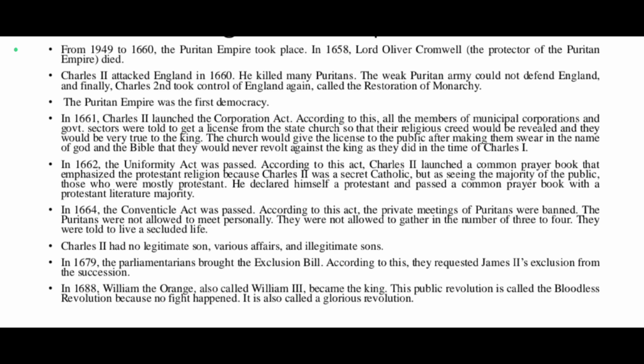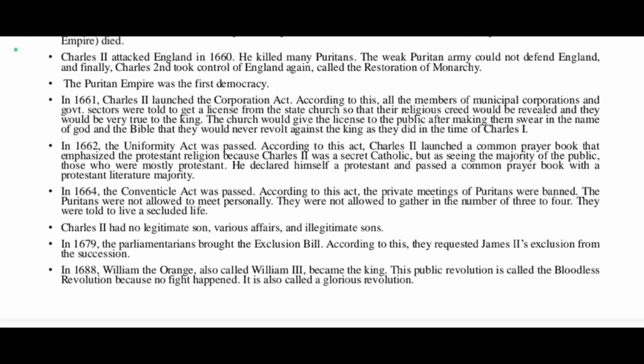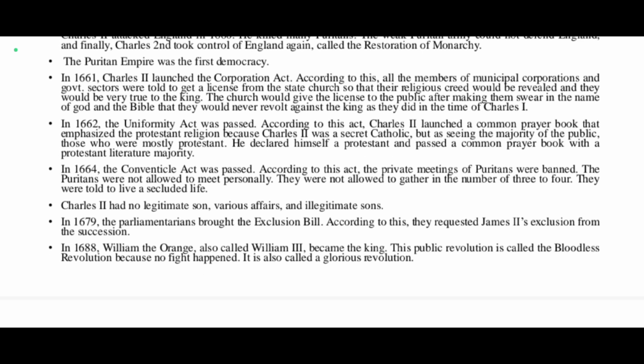In 1679, the parliamentarians brought the exclusion bill. Actually, Charles II, as I told you, had no legitimate son and a lot of illegitimate sons. So he wanted his cousin, James II, to become the king of England. Parliament was against this decision because James II was a very crude Catholic, and they knew it would have a lot of bad effects on the republic. So they brought the exclusion bill, requesting James II's exclusion from the succession.